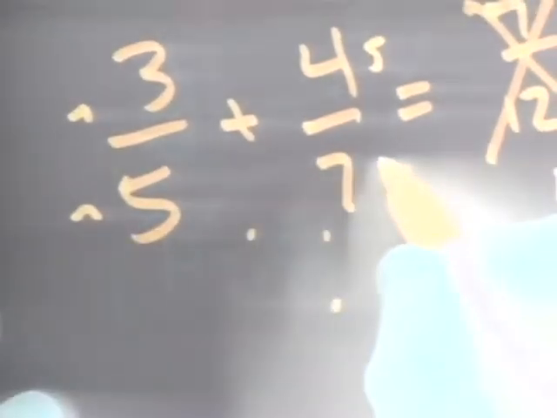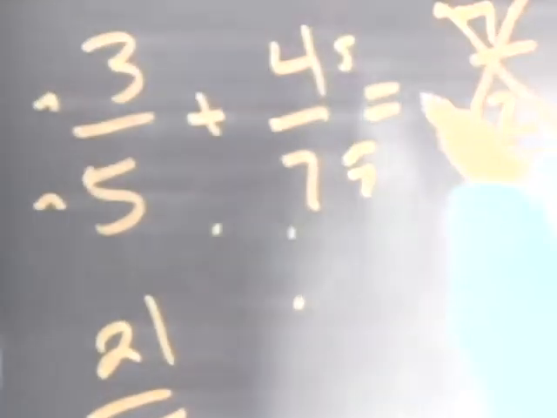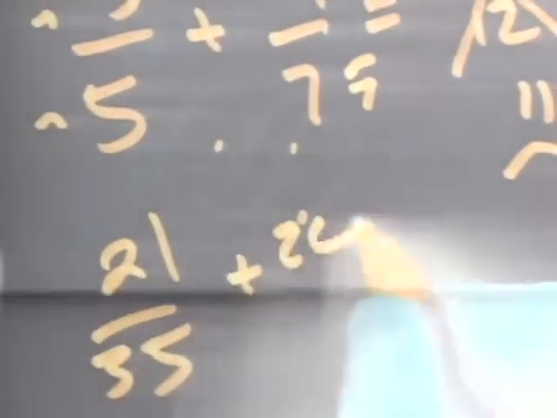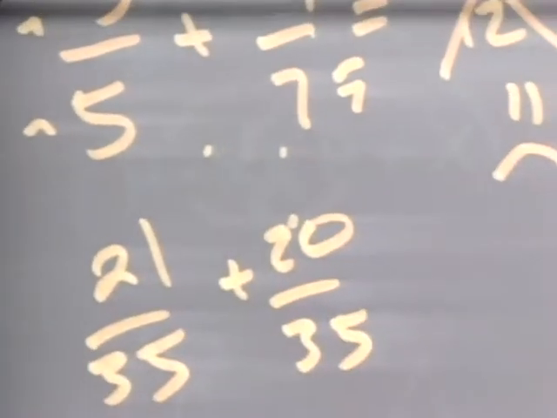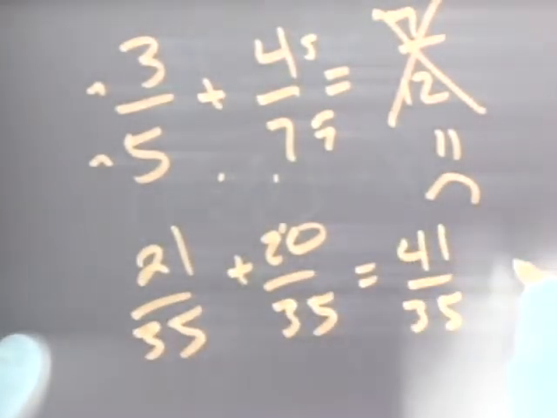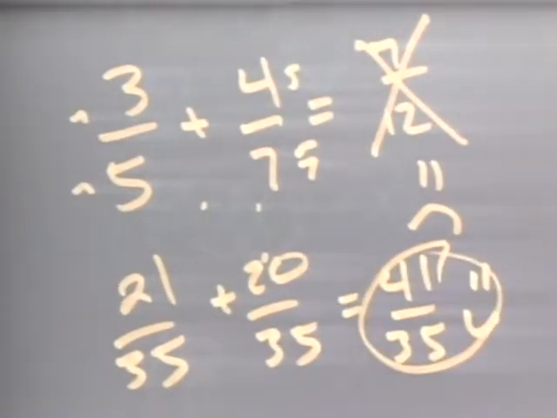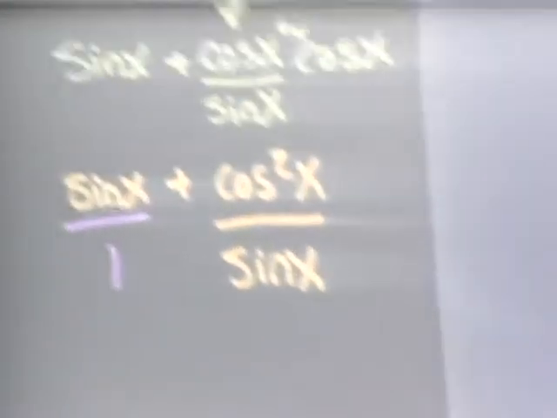So then I'd get 21 over 35. And then over here I'd get plus 20 over 35. And it looks like I'd end up with 41 over 35. That's how you have to do your fractions. And that's good. We're going to have to do the same stuff with the trig. And the one that wasn't a fraction, you just put over 1.